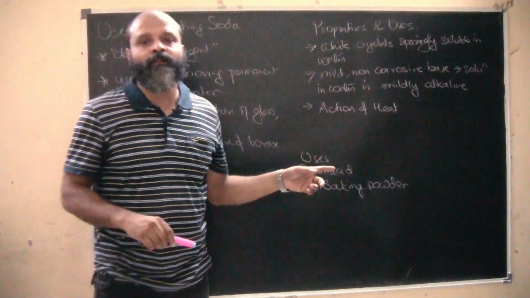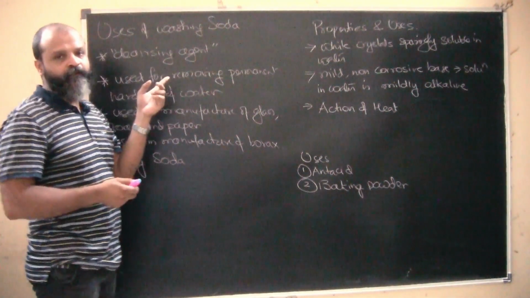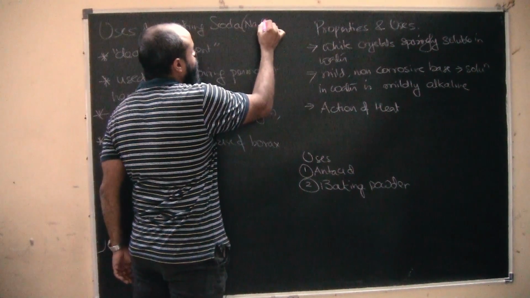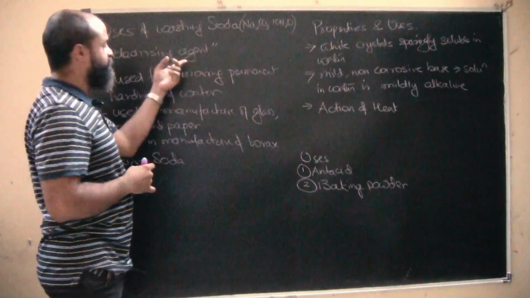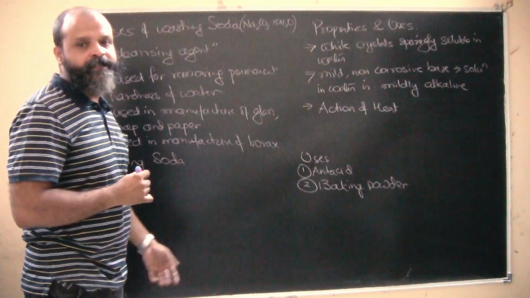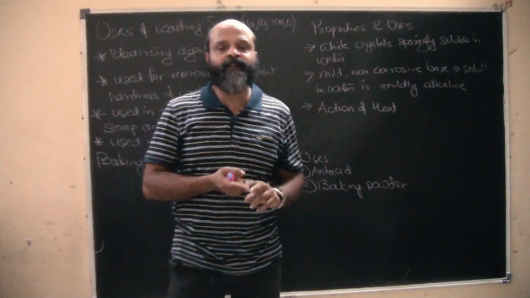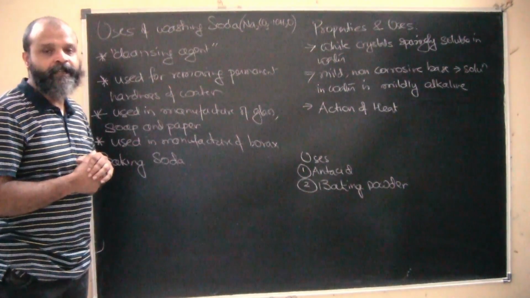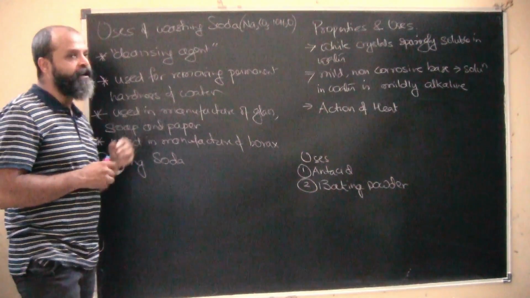Okay, so we are going to study more compounds here. We have already studied what washing soda is. Washing soda is nothing but Na2CO3·10H2O. It is a strong cleansing agent. Cleansing agent means when we mix it with water, it can be used to clean the dirt, oil and grease in cloths, which we cannot generally clean using simple water. It is also used for removing permanent hardness of water.